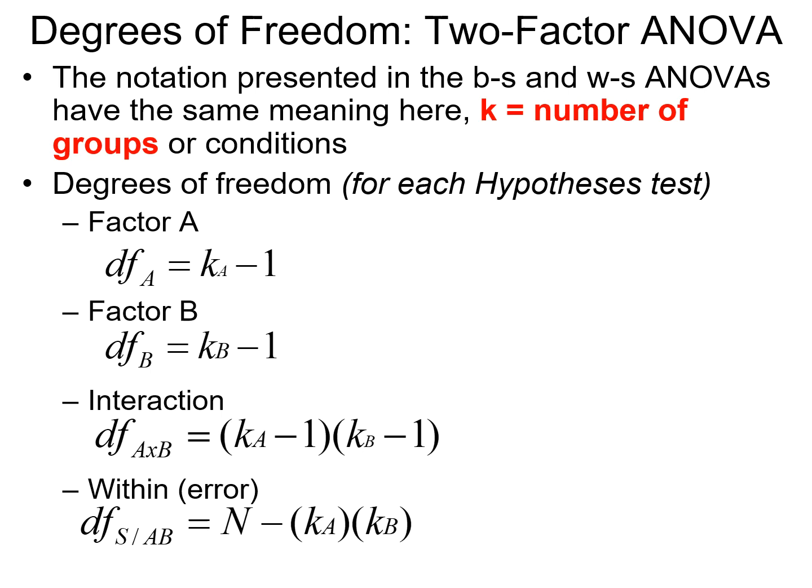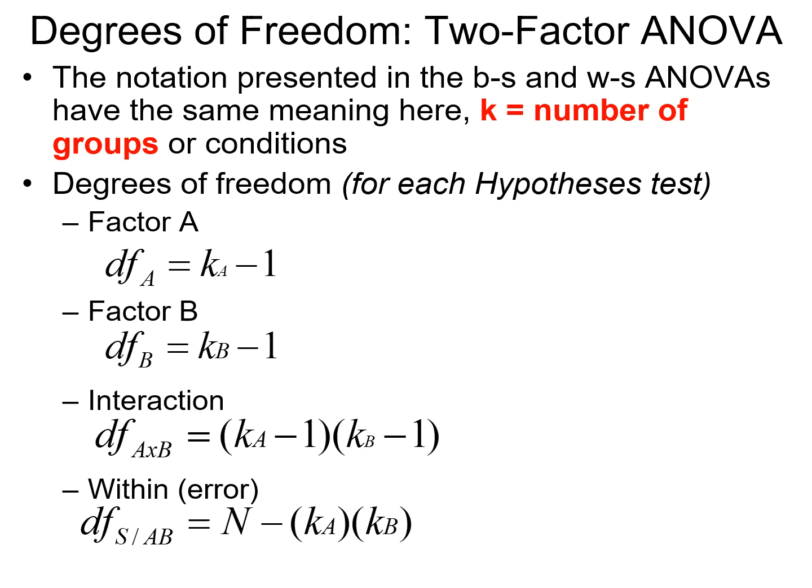For the interaction, we're looking at those multiplied by each other. So if we had 2 and 2, factor A, 2 minus 1 is 1, factor B, 2 minus 1 is 1, and then the interaction, 2 minus 1 is 1, multiplied by 2 minus 1 is 1, which is 1. So within error is always going to be basically n minus the number of conditions multiplied by themselves. In this case, this is a 2 by 2 ANOVA, so n minus 2 times 2, which is 4. Total number of participants minus 4 is our degrees of freedom error.